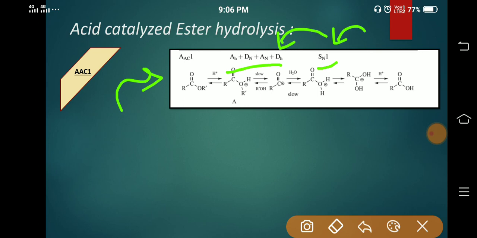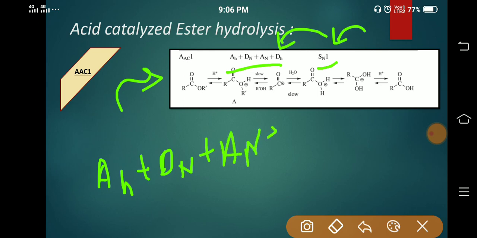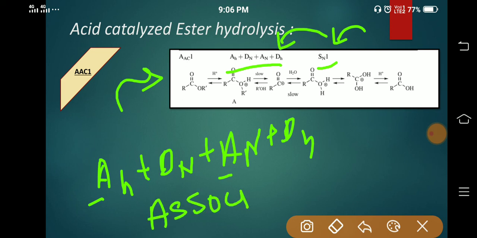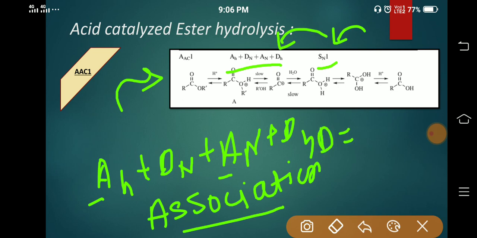Now, this terminology of IUPAC nomenclature is AH, DN, AN and DH. Here this A term, used in all the rows, indicates association, that means formation of a bond. Association means bond formation. D indicates dissociation, that is cleavage or breaking of a chemical bond.